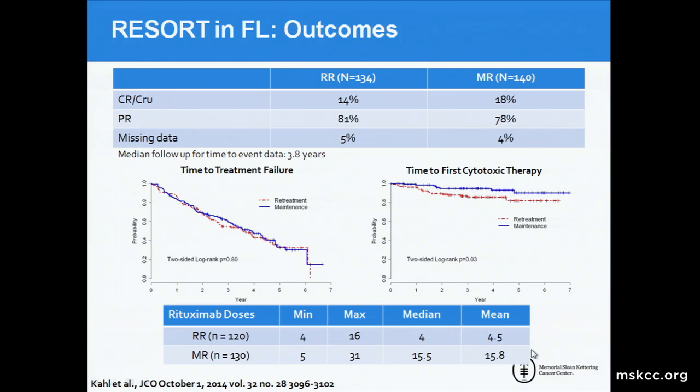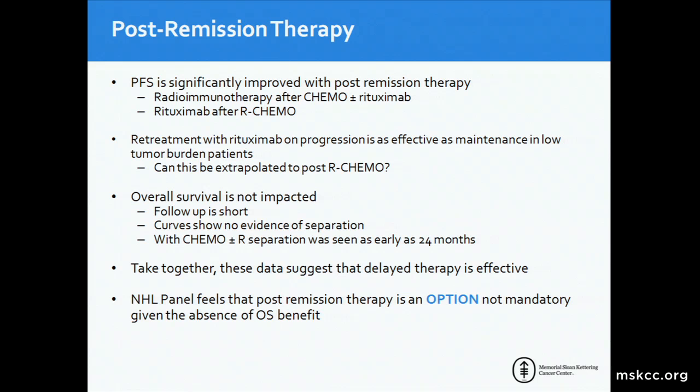But if you got retreatment, it only cost 4.5 doses of drug. But if you got maintenance, to get the same result, you had to give nearly 16 doses of drug. I would argue that it's a lot cheaper, and if you have exactly the same result, that maintenance rituximab is not supported by these data. So post-remission therapy, PFS, is substantially improved. Overall survival is not touched. The follow-up is still a little short, but it's not terribly short. I mean, you know, PRIMA has 6-year follow-up. The radioimmunotherapy data has 5-year follow-up.